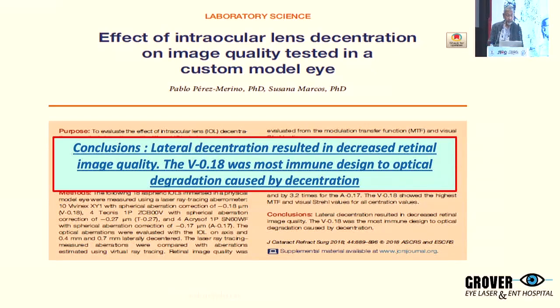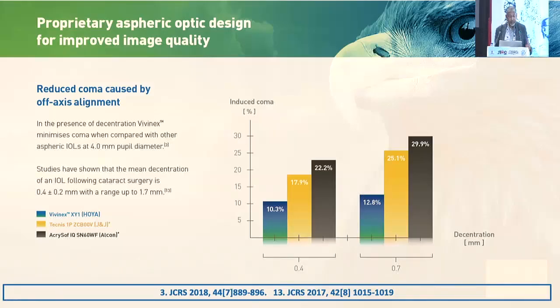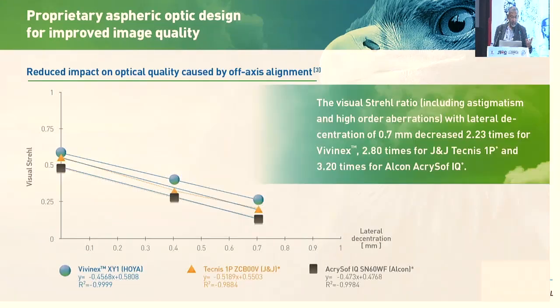And they found that this Hoya Vivinex platform was most immune to optical degradation caused by the decentration of the lens. But this was a bench-side study. It was shown that reduced coma was caused by off-axis alignment of this lens. This was again in the lab, and it was shown that in the presence of decentration of Vivinex, as the decentration increased, the visual Strehl ratio was much better maintained with the Hoya Vivinex lens as compared to the other 2 lenses.